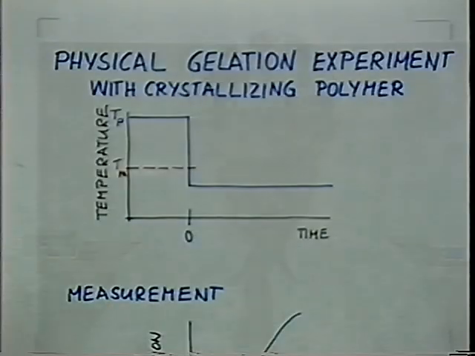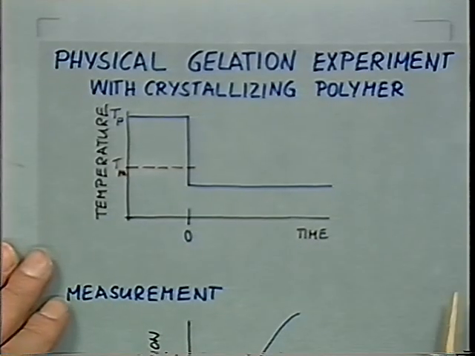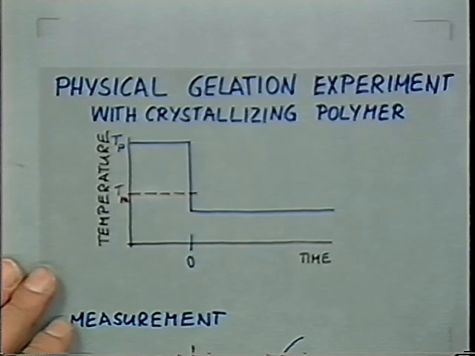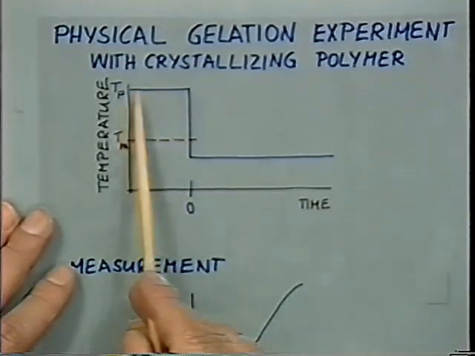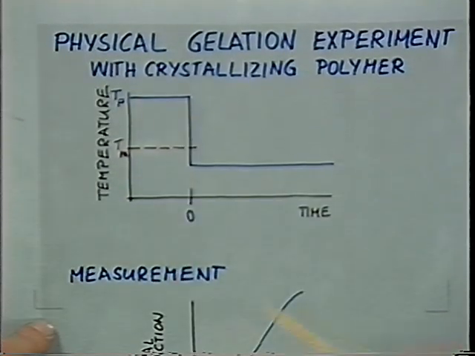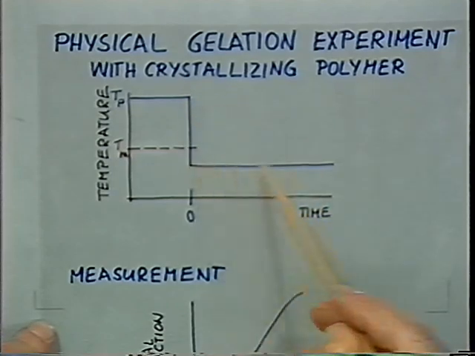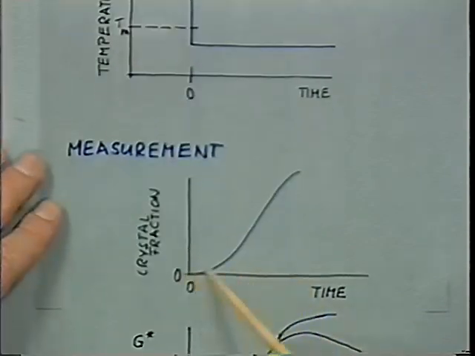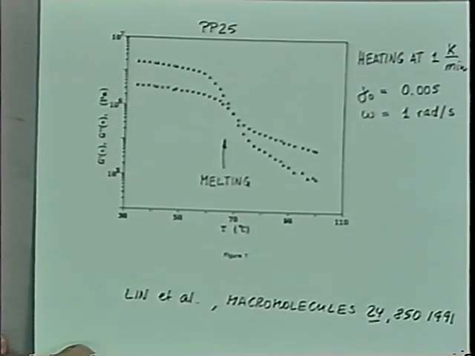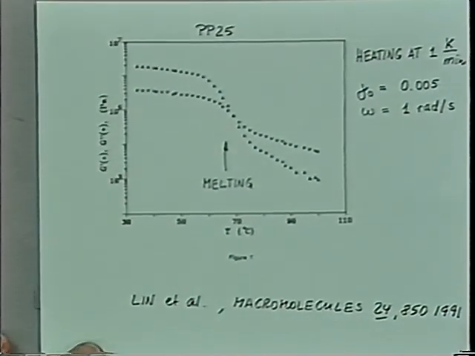Let's look at the formation of the network of that polypropylene, which we just discussed. Our approach is the same one as before. We melt the structure, go to a very high temperature, and then quench below the crystallization temperature, stay in the supercooled state, and look at the evolving crystallinity.